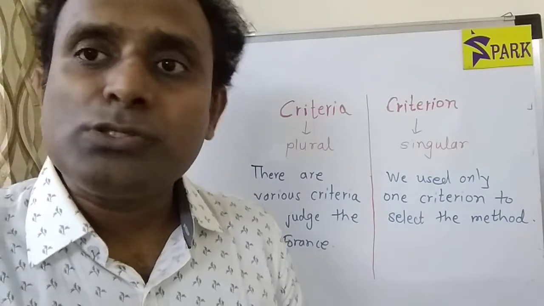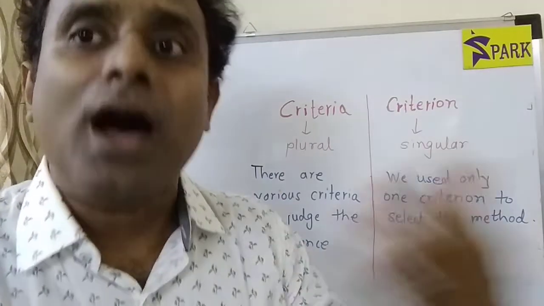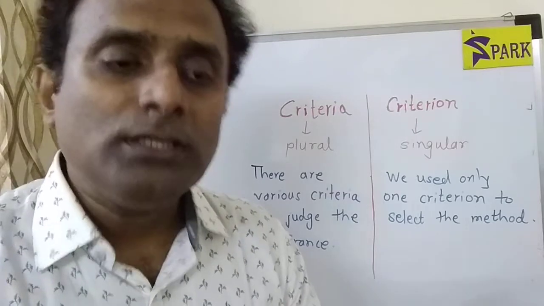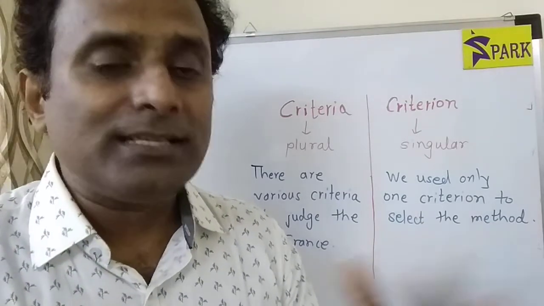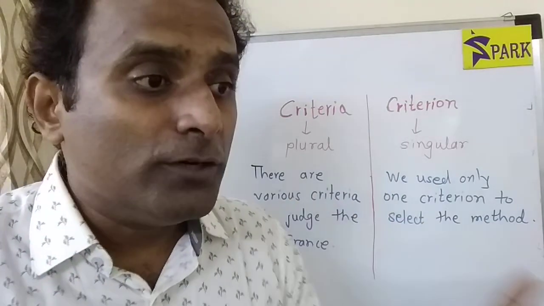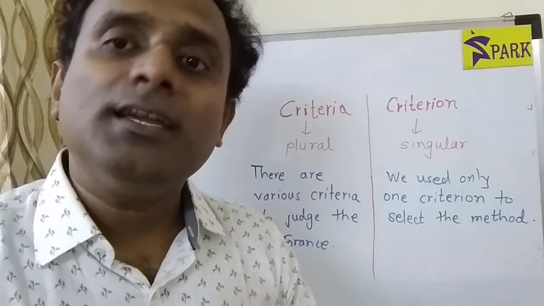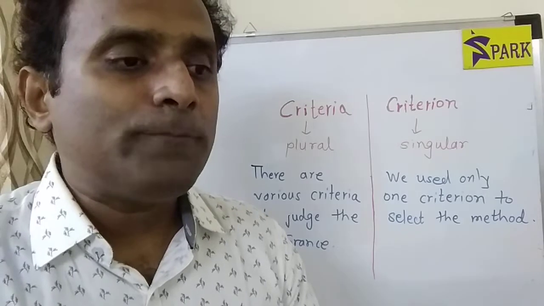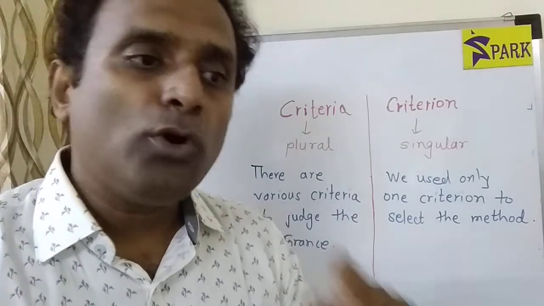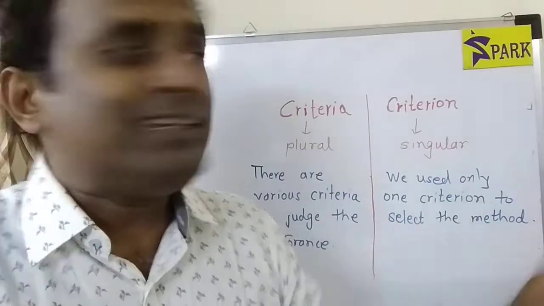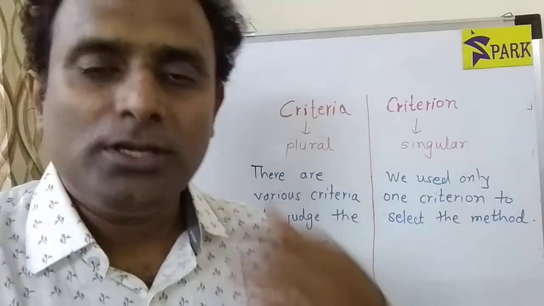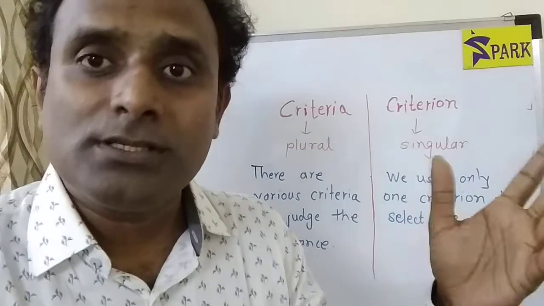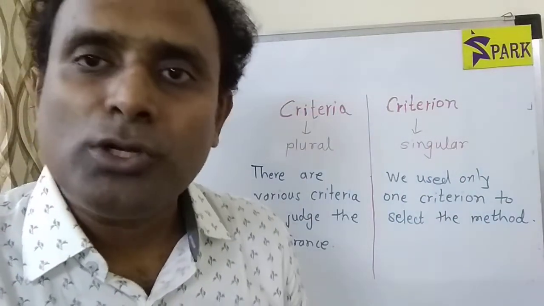Just as we cannot say students is, we have to say students are, or students have, or students were. Similarly, I have to say criteria are, criteria were, or criteria have. Criteria have changed, criteria were going to change, criteria are going to change. If you want to say is, then the criterion is going to change, or the criterion was going to change. We cannot say criteria was. Criterion was going to change.